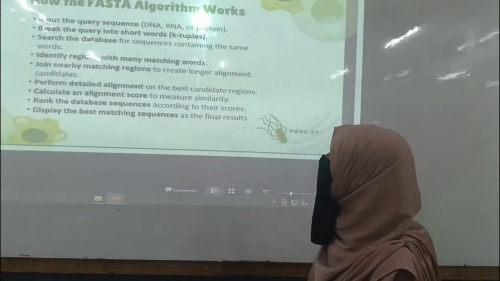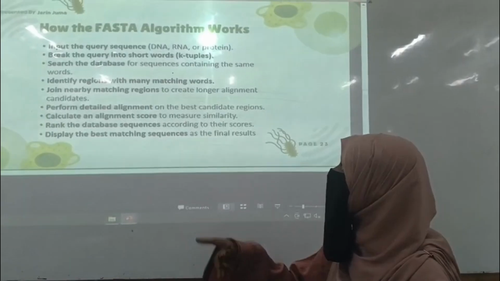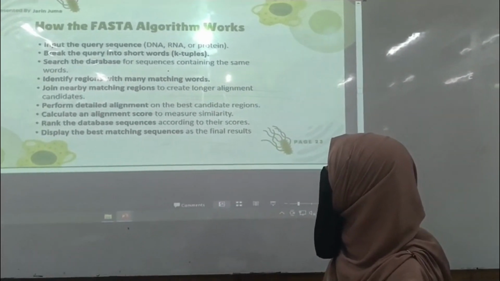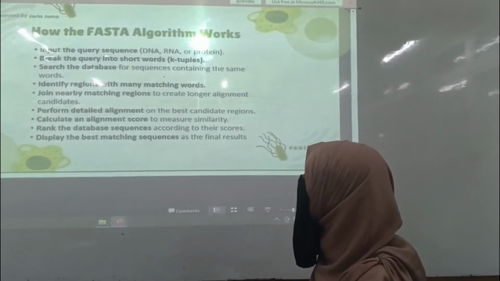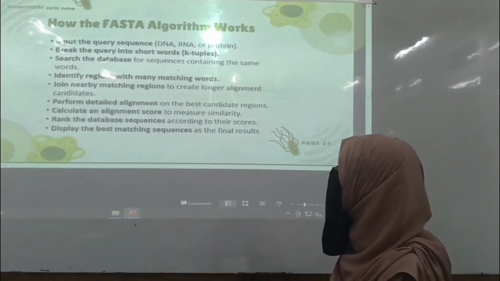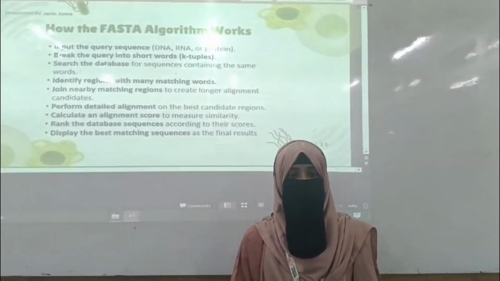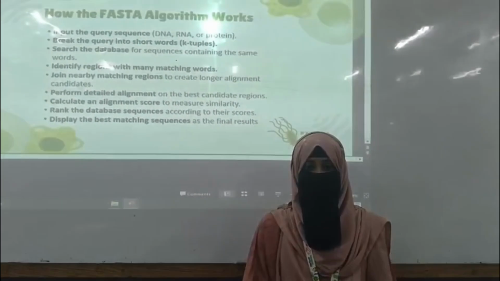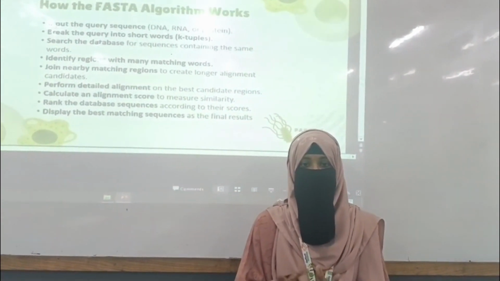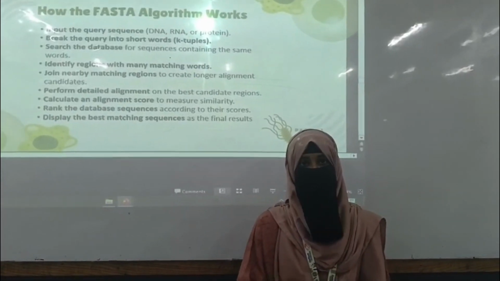How does the FASTA algorithm work? Input the query sequence, DNA, RNA or protein. Break the query sequence into k-tuples, then scan the database for sequences containing the same k-tuples. Identify the regions with many matching k-tuples, and join nearby matching regions to create longer alignment candidates. Then do the database alignment, score the measured similarity, and display the best matching sequences as the final result.